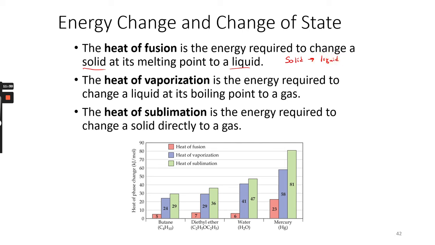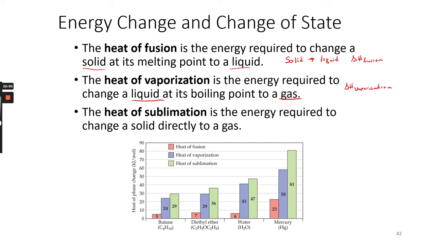Okay, so if you're changing from a solid to a liquid, you have to add heat, and that heat is called delta H fusion. Or you could call it the enthalpy of fusion or the heat of fusion. Then you have something called the heat of vaporization, so that would be delta H vaporization. And that could also be called the enthalpy of vaporization. This is the amount of energy you need to add to go from a liquid to a gas.